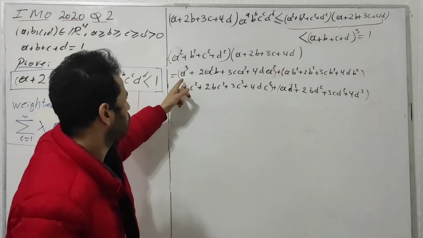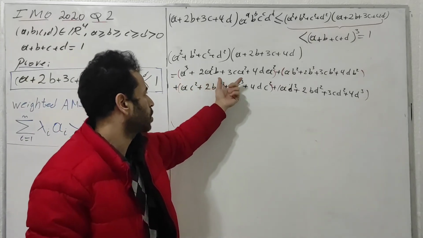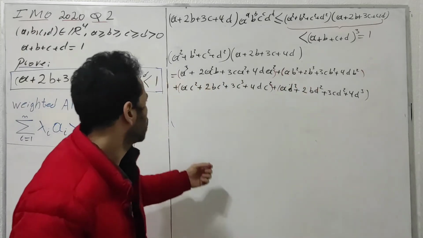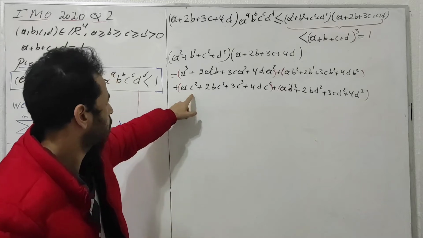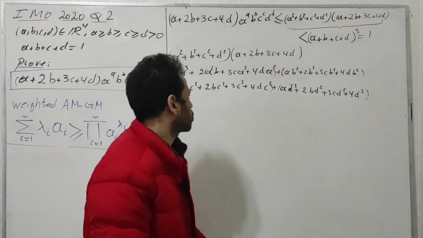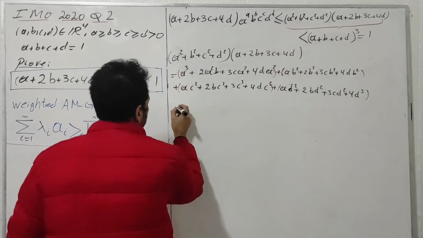Okay, I'm going to take a square out of this one as a common factor. I will take also b square out of this one as a common factor. I will take also c square as a common factor. I will take d square as a common factor as well. Okay, I will start with a square.